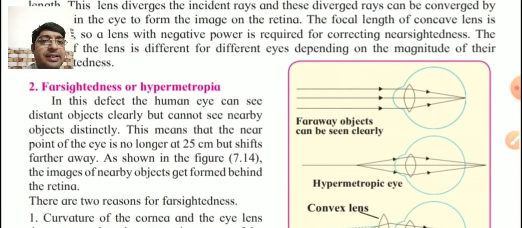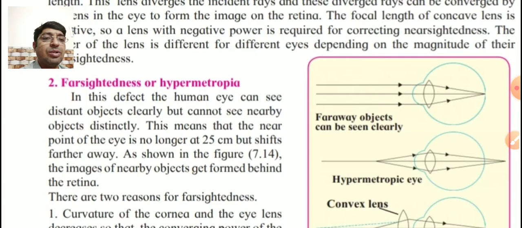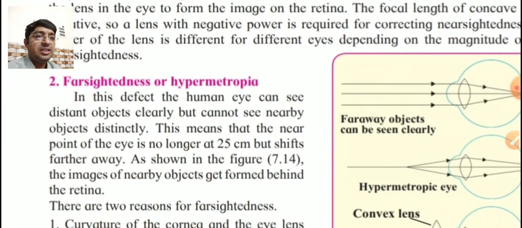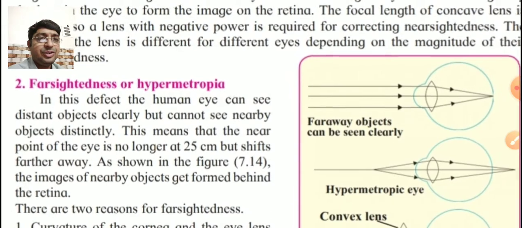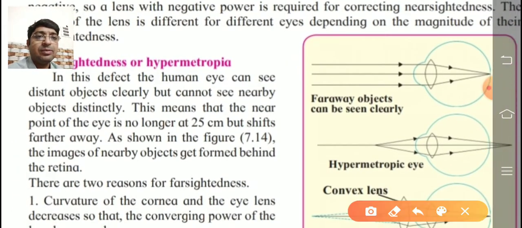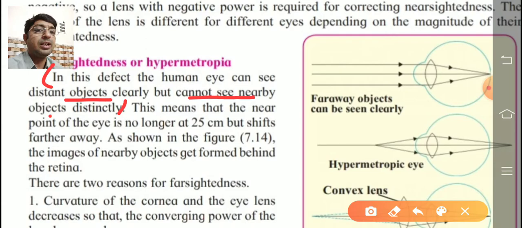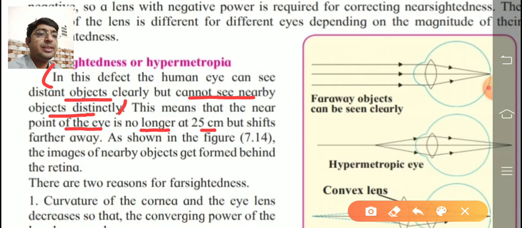Second defect is farsightedness, also called hypermetropia. What is hypermetropia? The meaning is given here. In this defect, the human eye can see distant objects, means far objects, clearly, but cannot see nearby objects distinctly, means clearly. This means that the near point of the eye is no longer at 25 cm but shifts further away.